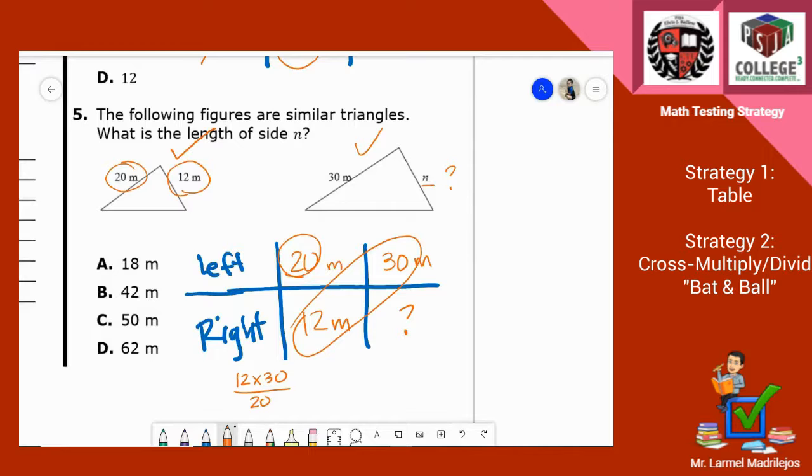If you multiply 12 times 30 divided by 20, you can use your calculator. Simple calculator will do. The answer is 18 meters for the value of n.